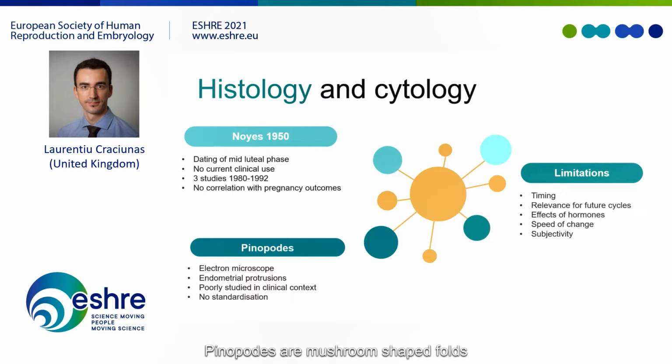Pinopodes are mushroom-shaped folds in the endometrial structure, and they are visible using electron microscopy. They are considered a positive finding in relation to receptivity, but they expand well beyond the window of implantation. They do not have any clinical use, but studies have not stopped investigating them yet.